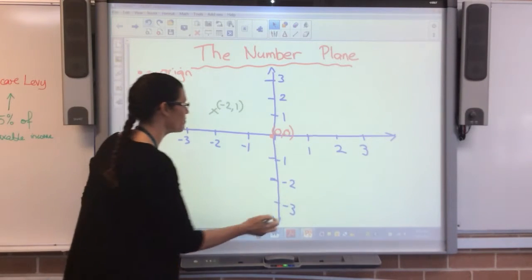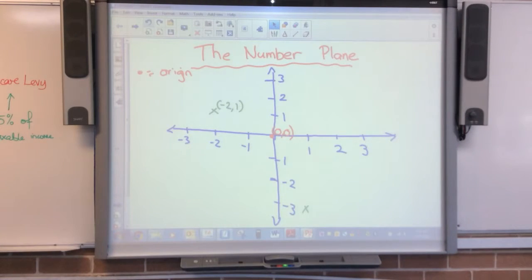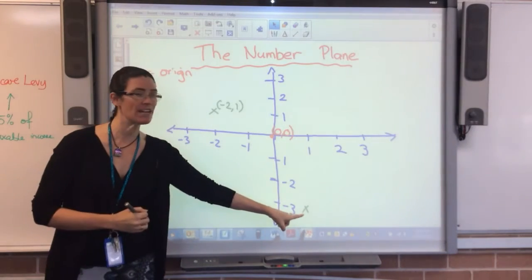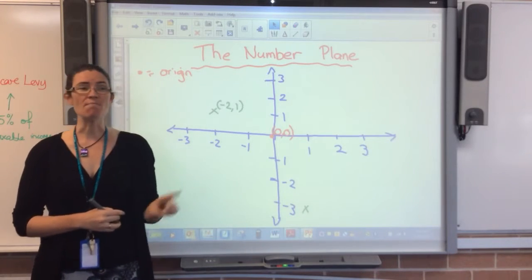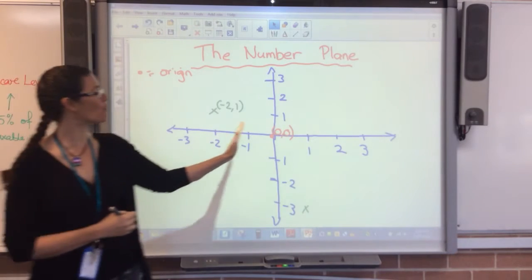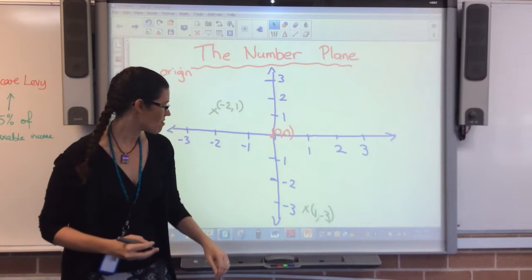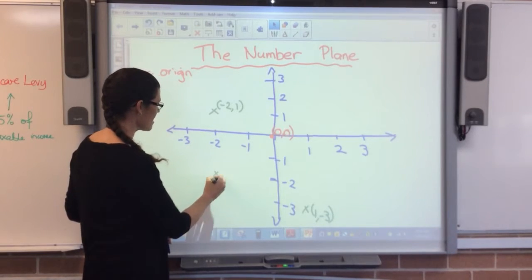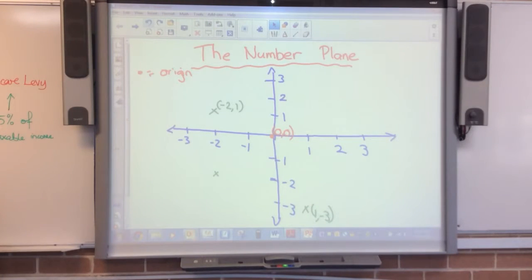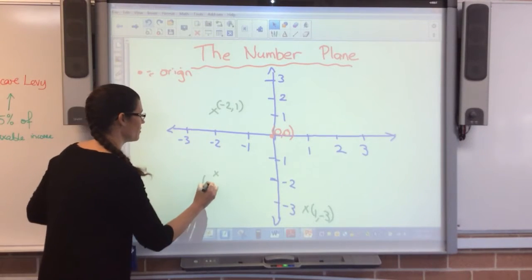Alright, let's pick another point. Let's say I've got this point over here. Who thinks they can tell me the coordinates of this point? What do you think it will be, Josh? 1, -3. That's correct because I've gone across 1 and down 3. Alright, what about this point here? Someone different. Who thinks they can tell me what this point would be? -2, -2. They're both the same because I went back 2 and then down 2.